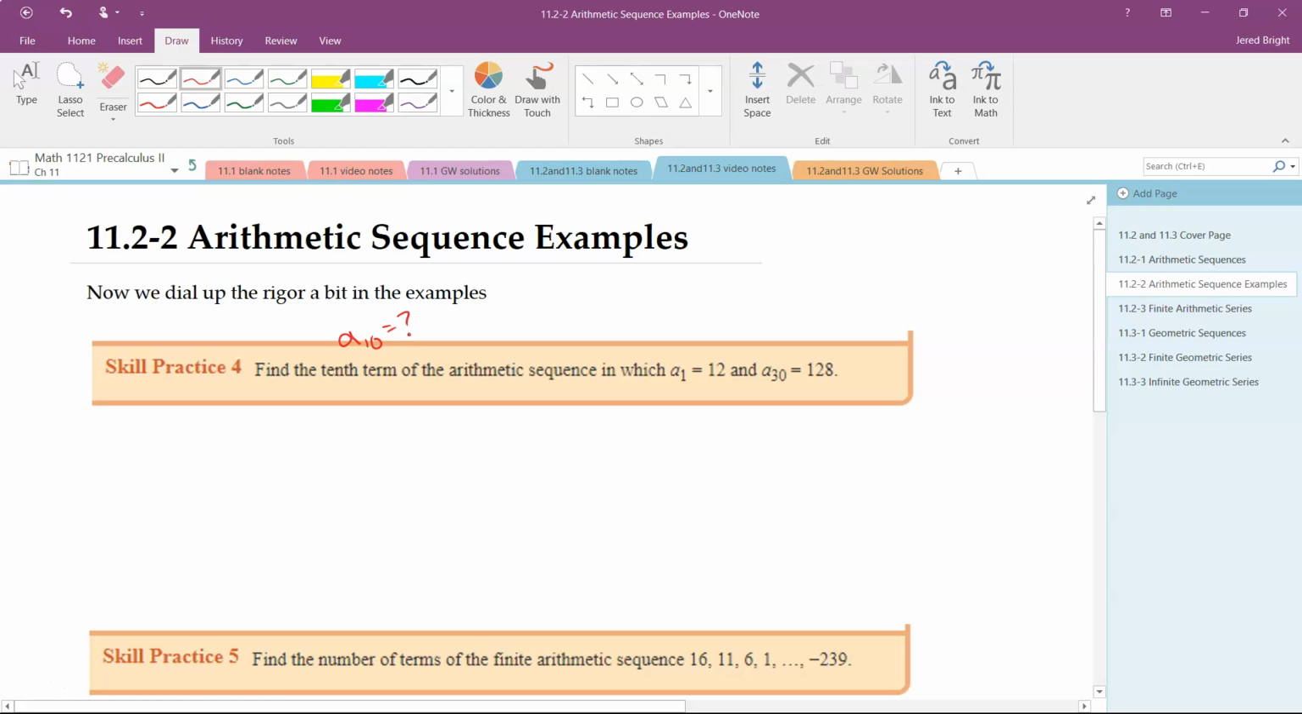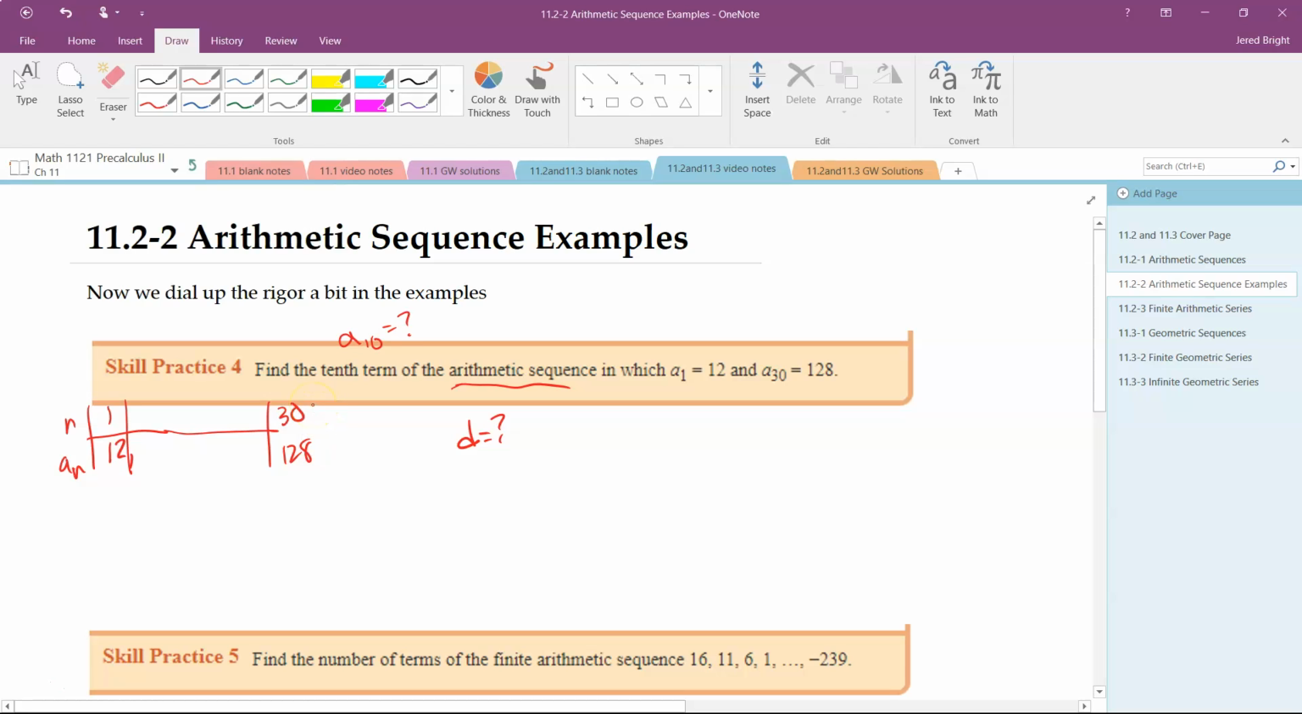Now, what do I know about an arithmetic sequence? I know that there has to be a common difference, but I don't know what it is. I don't know what the 10th term is, but I know that the first term is 12. This is n, the first term, and this is an. I get 12, and then somewhere down the road I hit n equals 30, and then I get 128.